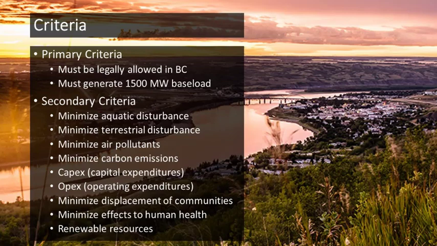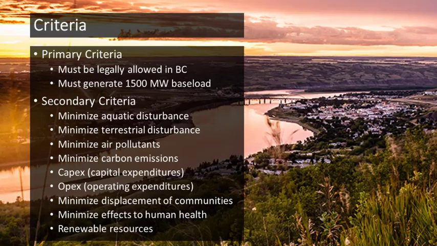And here's some criteria. So we want to minimize disturbance to the aquatic and terrestrial systems. We want to minimize air pollution, minimize carbon emissions, because it's a power plant, it's a big issue. Economics, here's our CapEx and our OpEx. And we want this to be socially acceptable, so we don't want to displace communities.